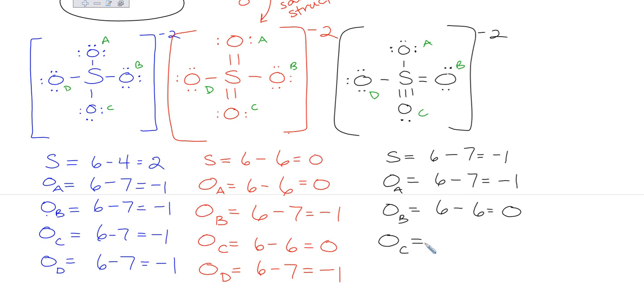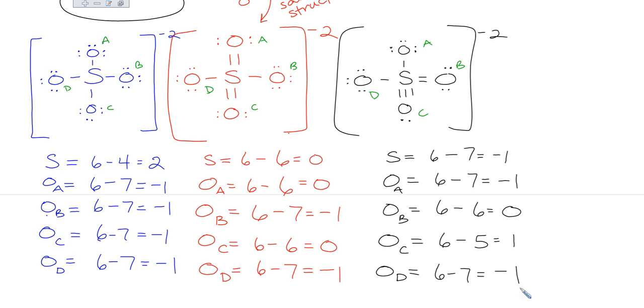Oxygen C, whoa baby. Normally has 6 valence electrons. We've given him 2 in this lone pair, and then the triple bond is 6 electrons that get split in half. So we've given this oxygen 5 for a formal charge of +1. And then finally oxygen D. Oxygen D looks just like A. 6 minus 7, formal charge of -1.